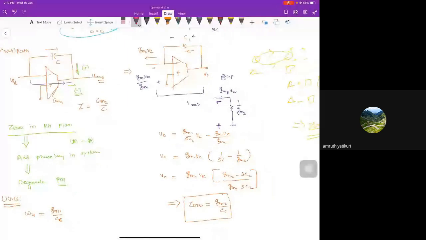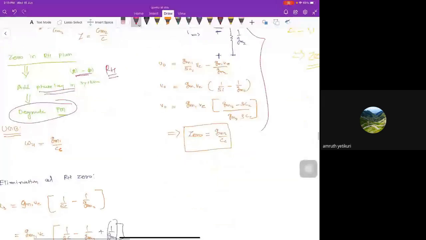I will not go into the derivation because it's already covered in 212, right? I just want to tell you that there are two paths. I will get a zero, and that zero will be in the form A minus B. That zero will be in the RHP, the right half plane, and the RHP zero always adds a phase lag into the system, and that will always degrade my phase margin. That we will see. The zero value from this derivation of the circuit we will get is GM2 by CC, right? And I have named it CC because it is a compensation capacitor, so that's why we will come to know about it.